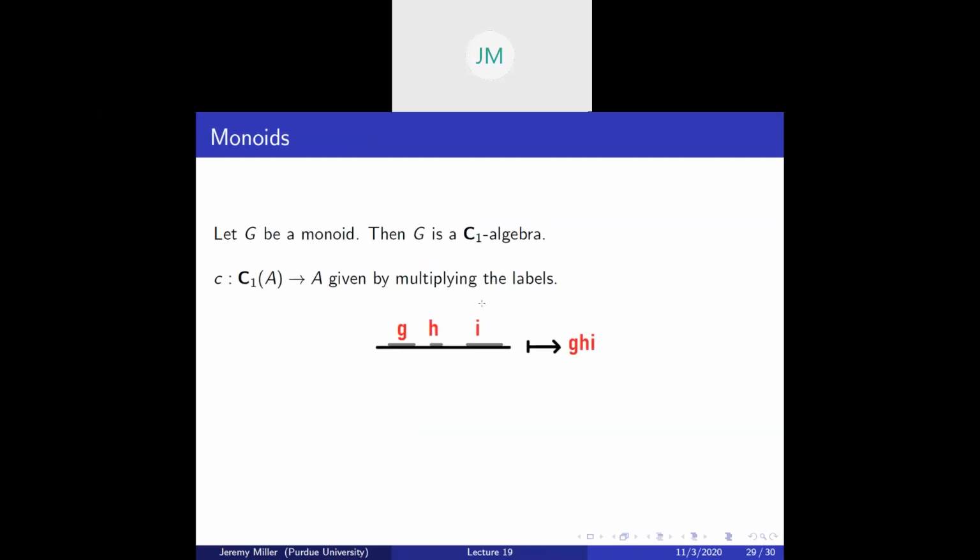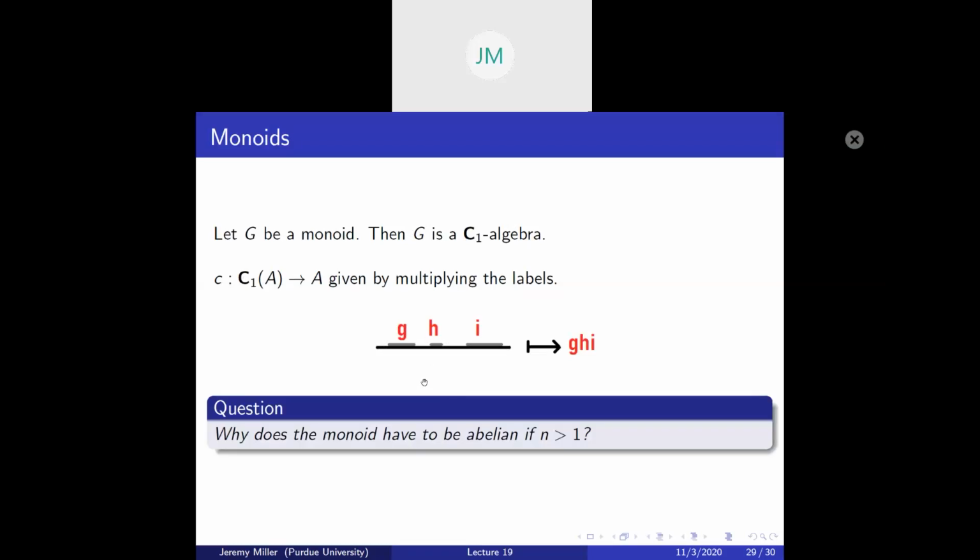Okay. If you have a monoid, you can do the same thing. If you have a monoid, it's a 1 cubes algebra. So if you have 1 cubes in a 1 cube, so you have little intervals and a big interval, and they're labeled by elements of the monoid, you just multiply them.